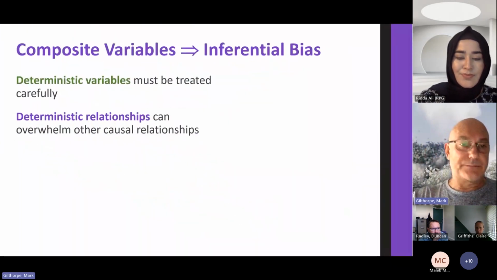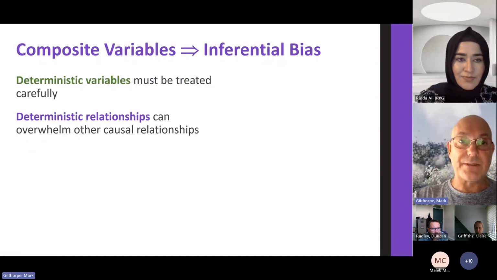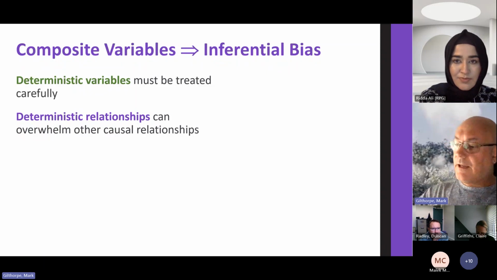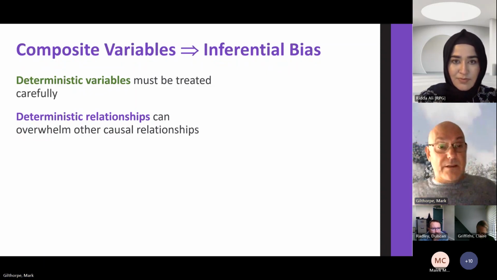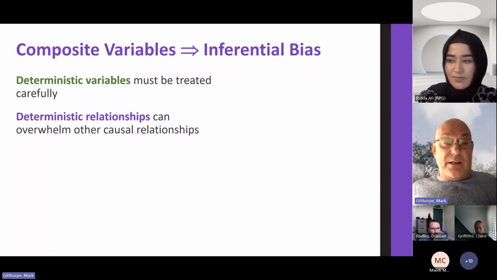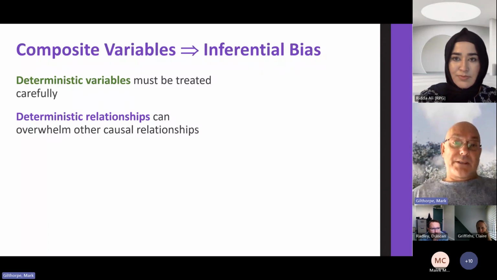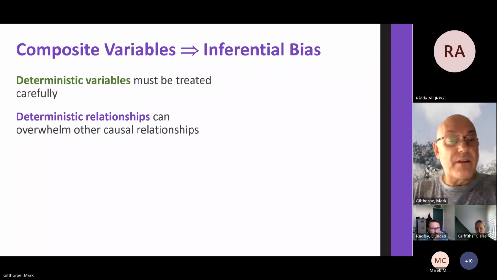Now, why does it matter? Well, inferential bias occurs with composite variables. What we mean by that is that if we don't treat determined variables differently and assume they're probabilistically related, then we're dragging in deterministic relationships that could overwhelm genuine causal relationships that we're interested in.